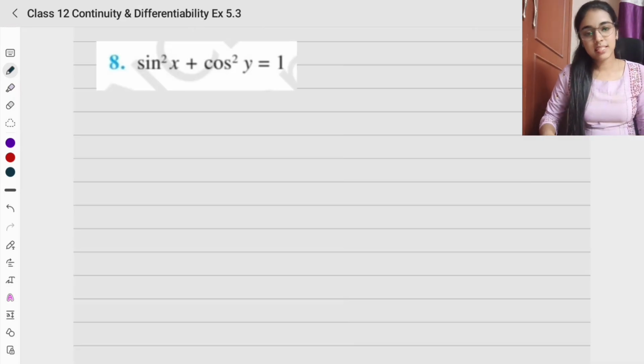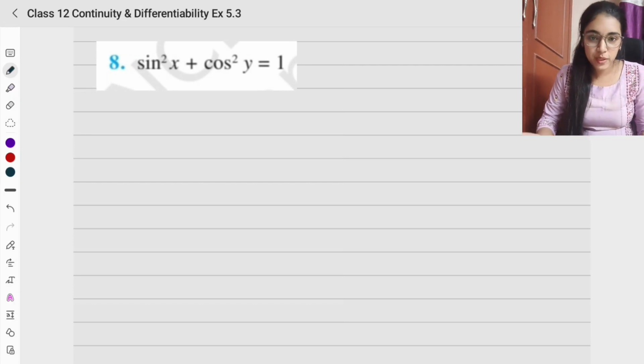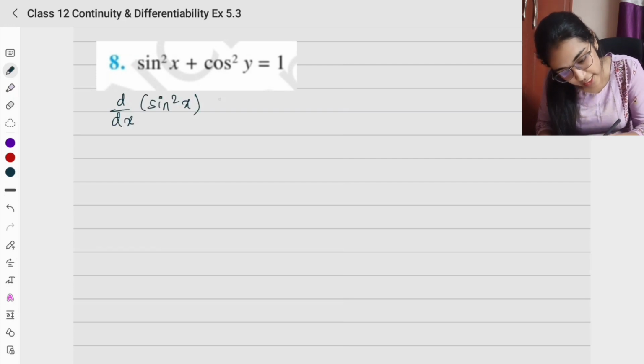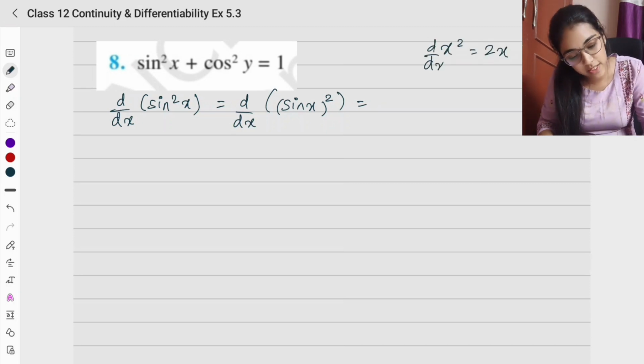Question number 8, sin square x plus cos square y is equal to 1. So, here also can we do the individual terms? So, first I have d by dx of sin square x. So, I can rewrite this as d by dx of sin x the whole square. So, this is nothing but very similar to x square. So, what happens? d by dx of x square is going to be 2x.